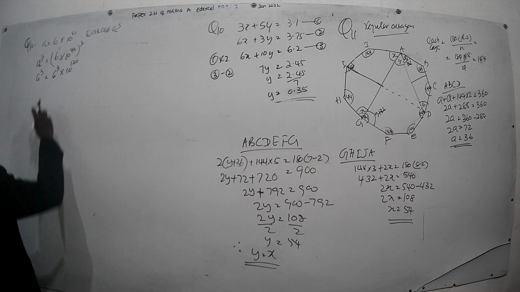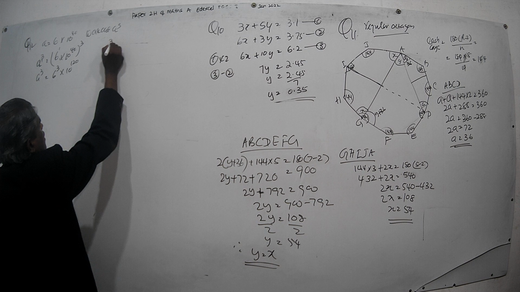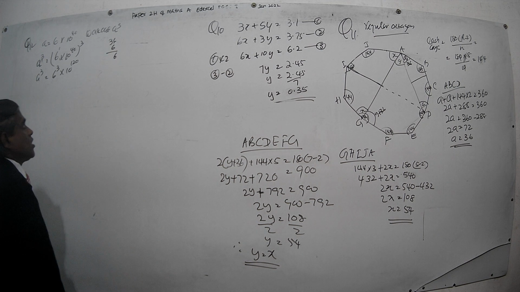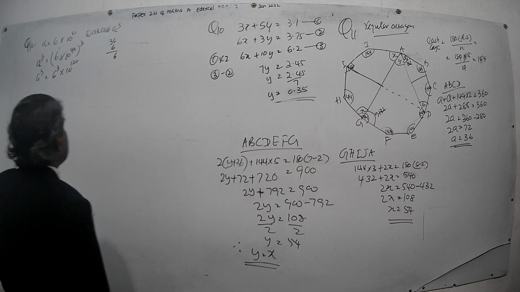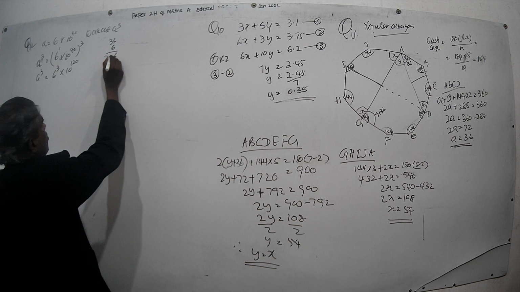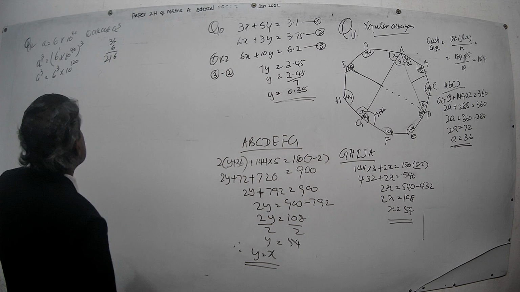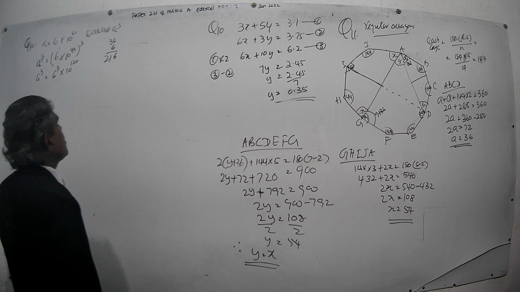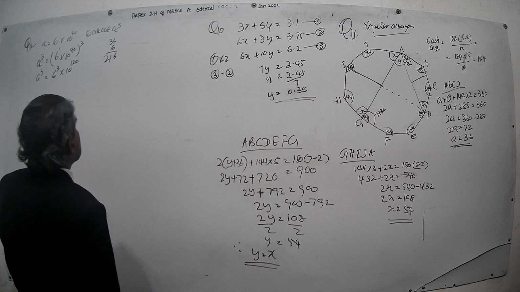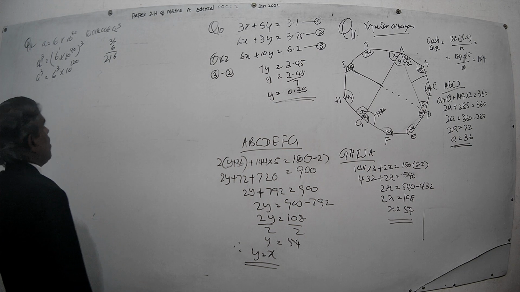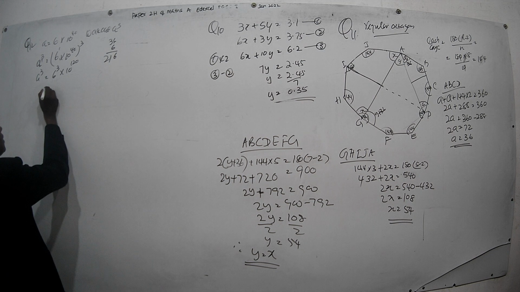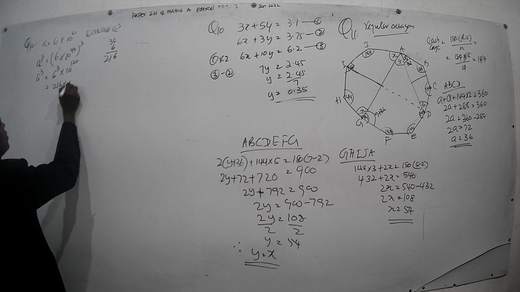Right? Then the 6 to the power 3 has to be calculated. 6 times 6 is 36. 3 is left. 6 times 3 is 18, plus 3 is 21. This is 216 into 10 to the power 120.